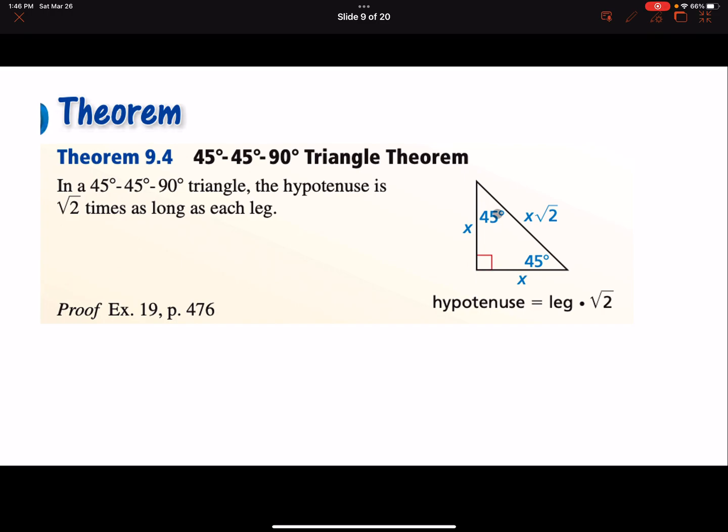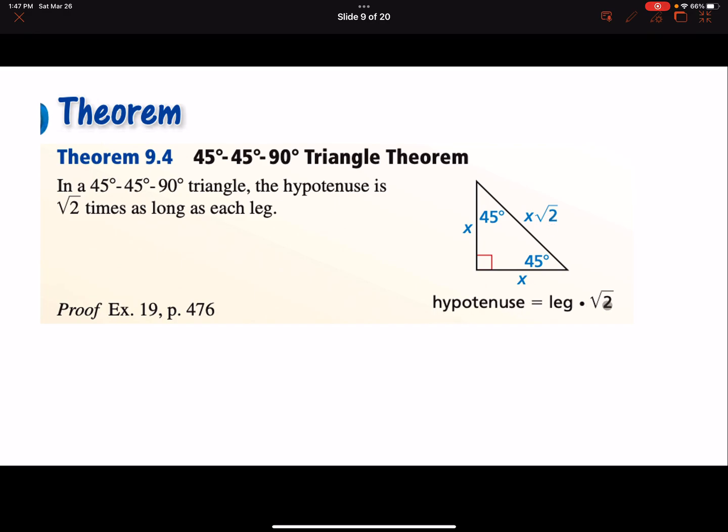Guess which sides are equal to each other? The ones that are directly across from the 45-degree angles. If these two angles are the same, notice how they're both 45, then the sides that are across from them, or their corresponding sides, also have to be equal to each other. Anytime you have a 45, 45, 90 triangle, the reason why this is a special right triangle is because these two sides are always going to be the same regardless, and the hypotenuse is going to be whatever that side is times root 2.